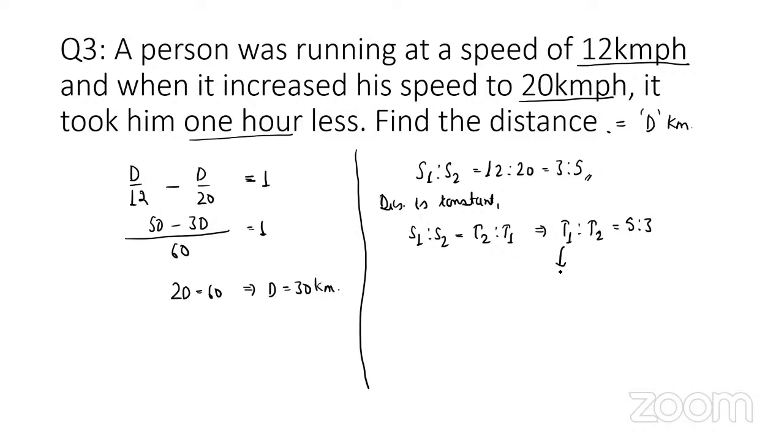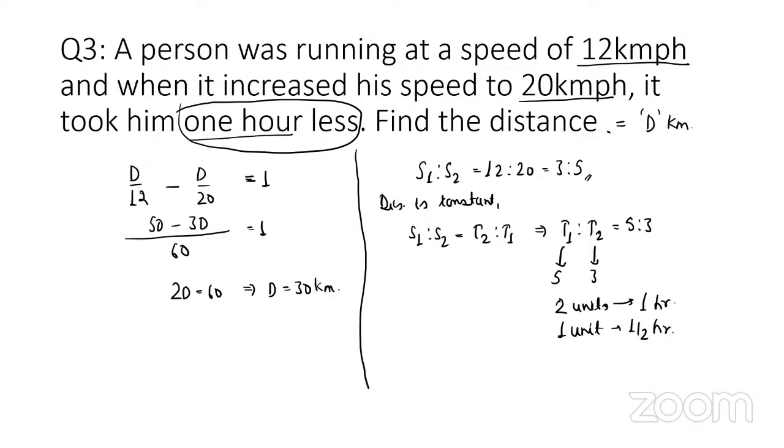Now, guys, if I assume that T1 is 5 and T2 is 3, what should be the difference of these two time taken? So the difference should be 2 units. But the actual difference is given to us how much? The actual difference is given to us 1 hour, right? So we can say 2 units is equal to 1 hour, or 1 unit is equal to nothing but half hour.